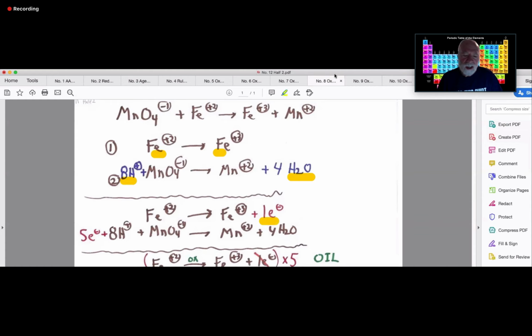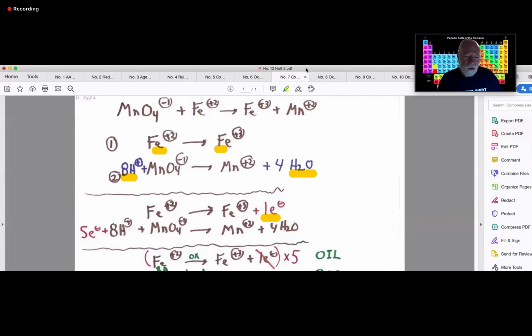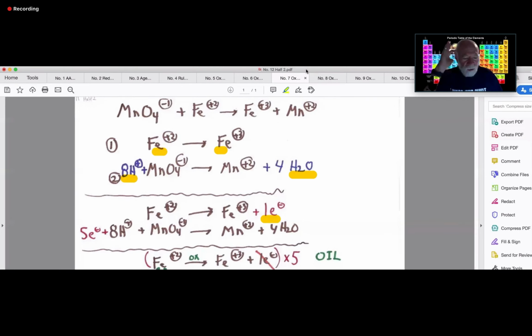Now how about the second half reaction? Well, let's see. It has a plus 7 on the left-hand side because the 8 hydrogens and the MnO4 minus give us a total of plus 7 versus a positive 2. It's out of balance by 5, so we're going to add the 5 electrons to the left-hand side. So both of these are now balanced by mass and by charge.